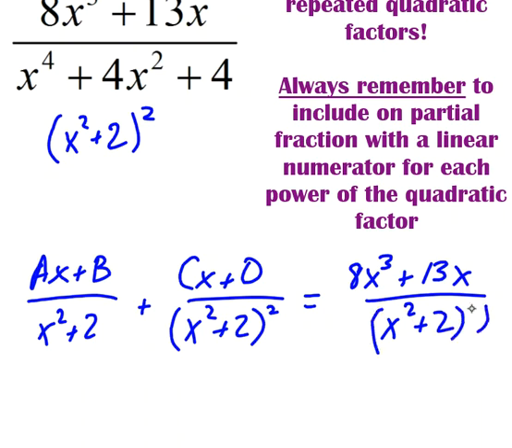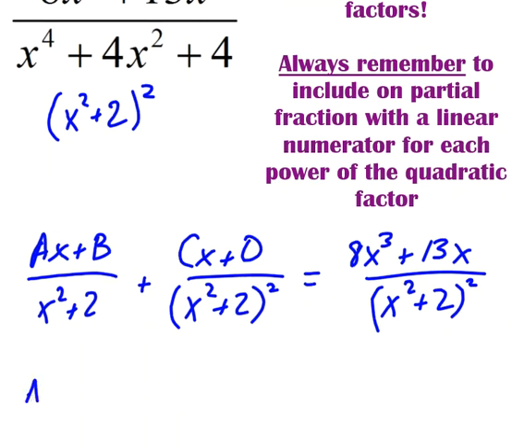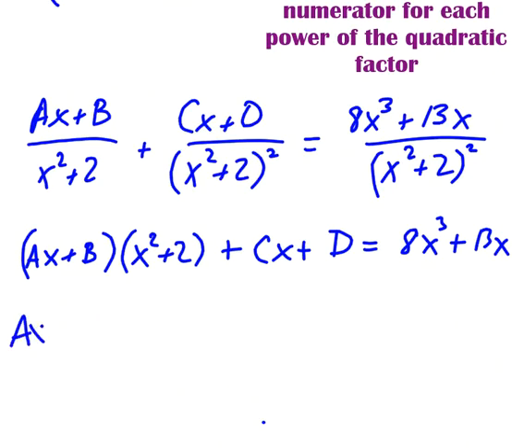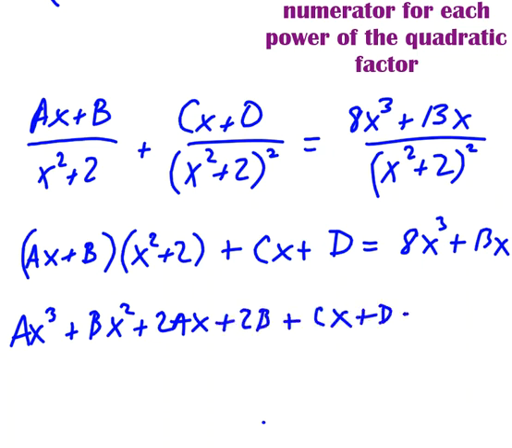So again, I'm going to multiply both sides by (x squared plus 2) quantity squared. I'll end up with (Ax plus B) times (x squared plus 2) plus (Cx plus D) equal to 8x cubed plus 13x. I'm going to FOIL the first piece here on the left. I'll have Ax cubed plus Bx squared plus 2Ax plus 2B plus Cx plus D is equal to 8x cubed plus 13x.